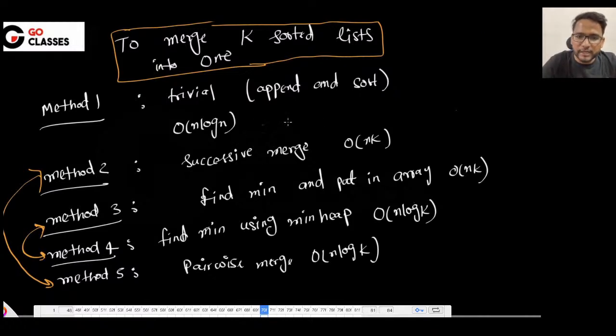First one is very trivial, n log n, which just appends each of them and then sorts it. Second one is successive merge. Third one, find the minimum, put it in the array. Fourth one is also find the minimum, using min heap. And fifth one is basically pairwise merge.